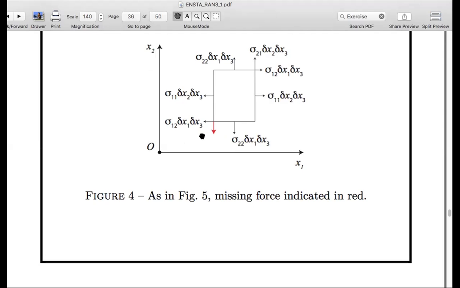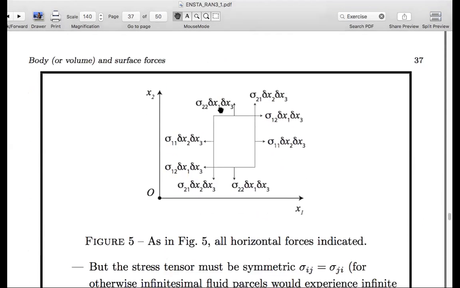times, sorry? It should be the same as this, right? Because it's this area here, delta x2, delta x3. So that's what I wrote.